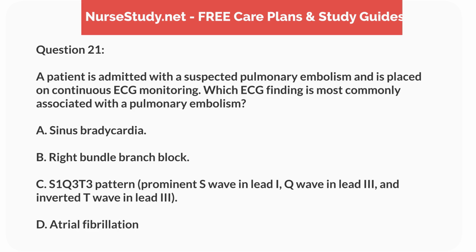Question 21. A patient is admitted with a suspected pulmonary embolism and is placed on continuous ECG monitoring. Which ECG finding is most commonly associated with a pulmonary embolism? A. Sinus bradycardia. B. Right bundle branch block. C. S1 Q3 T3 pattern: prominent S wave in lead 1, Q wave in lead 3, and inverted T wave in lead 3. D. Atrial fibrillation.